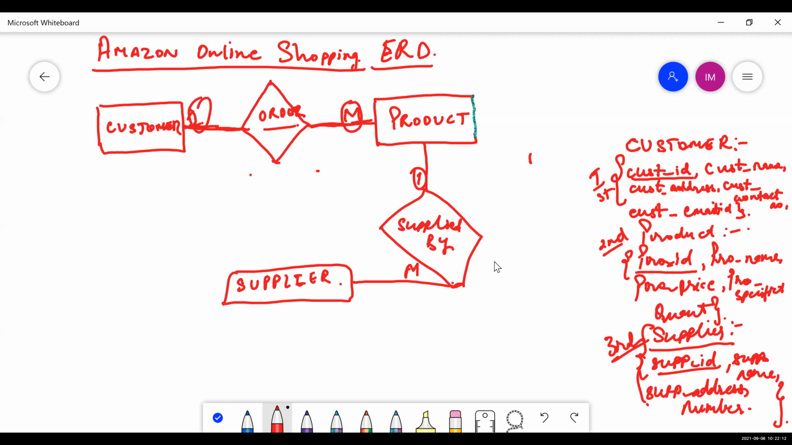Yes, somebody has asked a question. Many to 1, Deepika, how many to 1? Ma'am, many products can be supplied by a single supplier.